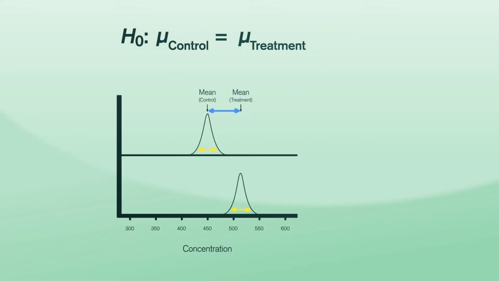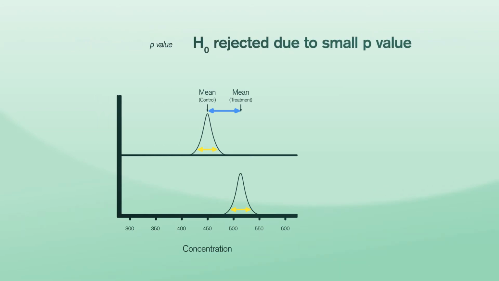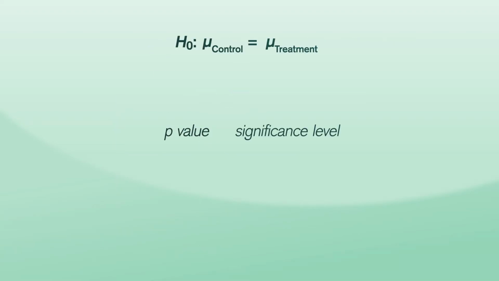We calculate, or the computer calculates, the probability of observing the current difference in sample means if the true population means were equal. That is the p-value, which is a probability and hence a value between 0 and 1, and gives the strength of evidence against the null hypothesis. The smaller the p-value, the greater the strength to reject the null hypothesis. We compare the p-value with what is known as the significance level. A commonly used significance level value is 0.05.